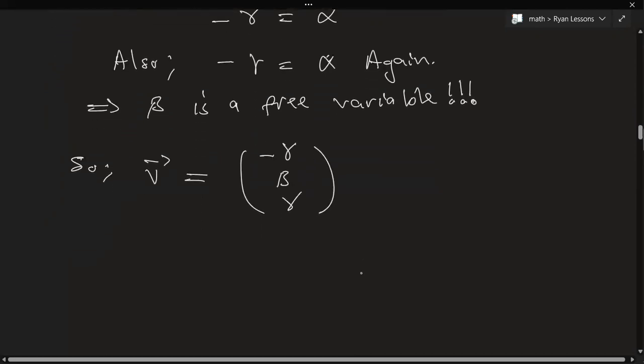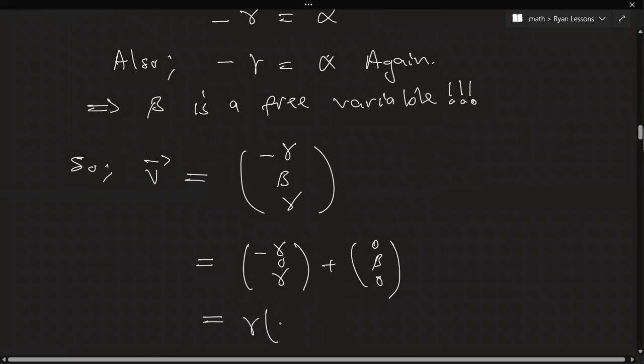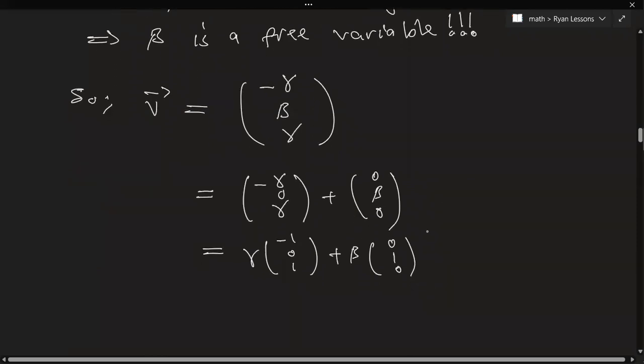So now, what do you see? Do you see that this now can be split into 2 subsets, one where there is gamma only, and one where there is beta only? So this can be written as gamma times (-1, 0, 1) plus beta times (0, 1, 0). So what do you see now? So this is, again, the eigenspace of lambda equal to 2.